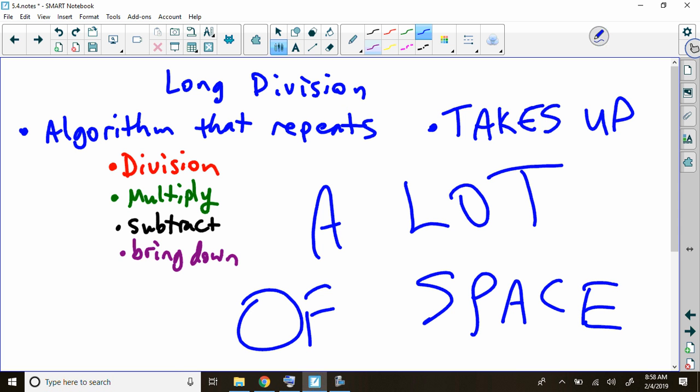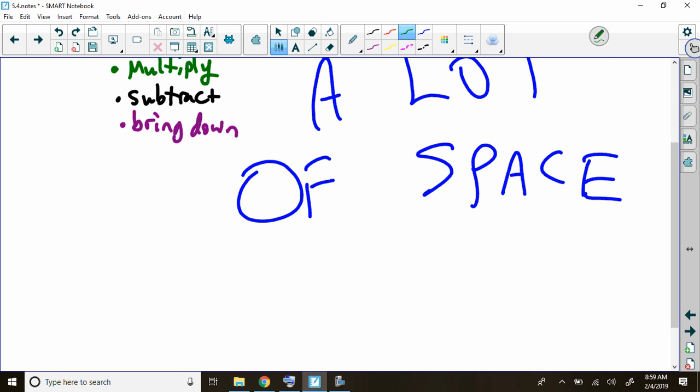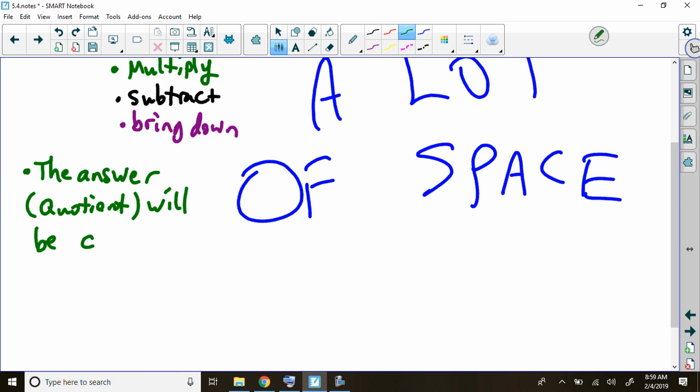One question is probably going to take up a third of a sheet of notebook paper. Synthetic division, one question shouldn't take up more than about 4 lines of notebook paper. So long division is going to take up space. The one nice advantage of long division is that the answer, remember the answer is really the quotient, will be clear. The answer will be clear.